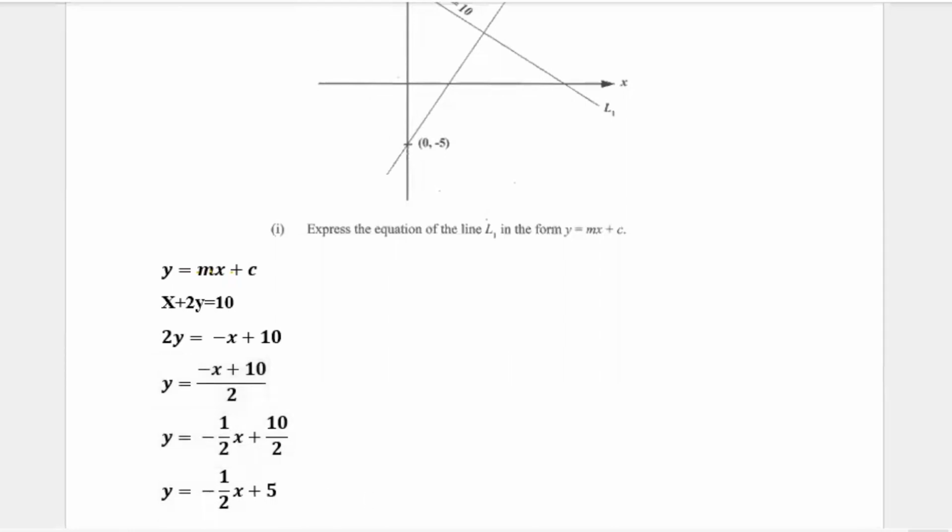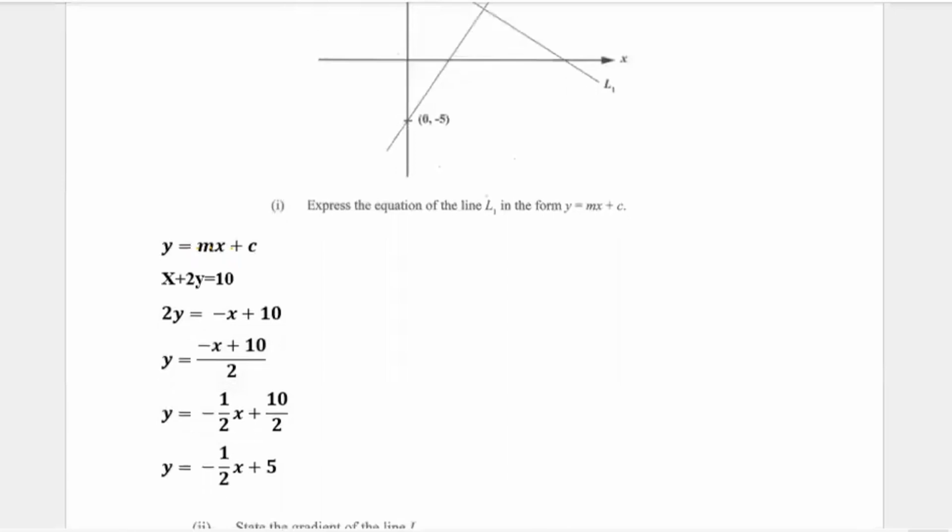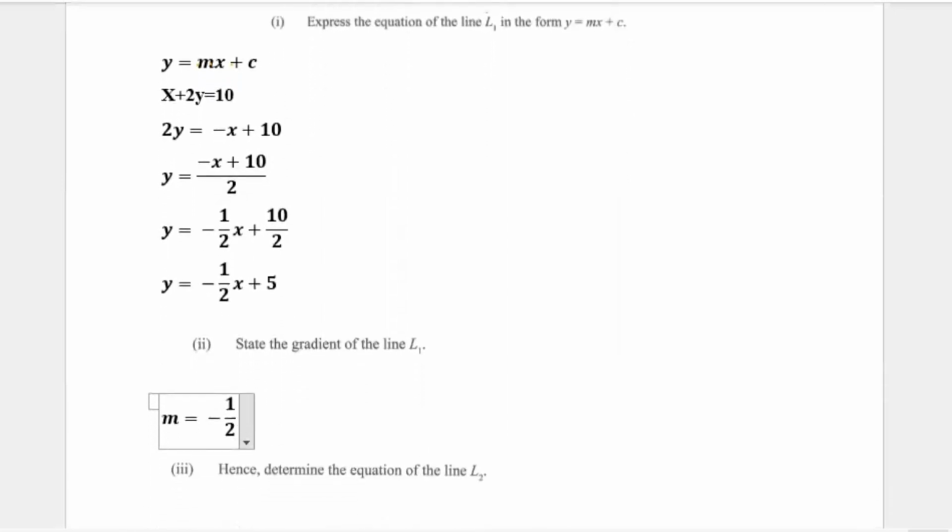Sir, if it's that form, then we could get rid of the coefficient in front of the y. So that is how we got rid of the 2 and brought it across, and that is how the right hand side started being divided by 2, because we got rid of the coefficient. And this is our equation in its full form, y is equal to minus a half x plus 5.